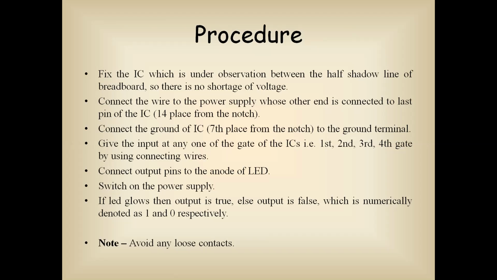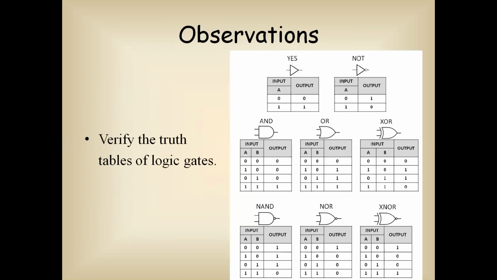Once the procedure is done, what kind of observation should you make? You need to verify the truth tables of logic gates, which I am again providing here for your reference. Here A and B will be the inputs of any logic gate. You can see in the truth table the inputs are A and B. They can be either 0 or 1, and this is your output. For different combinations of your input, are you getting that particular output or not? This is what you need to observe from this experiment.